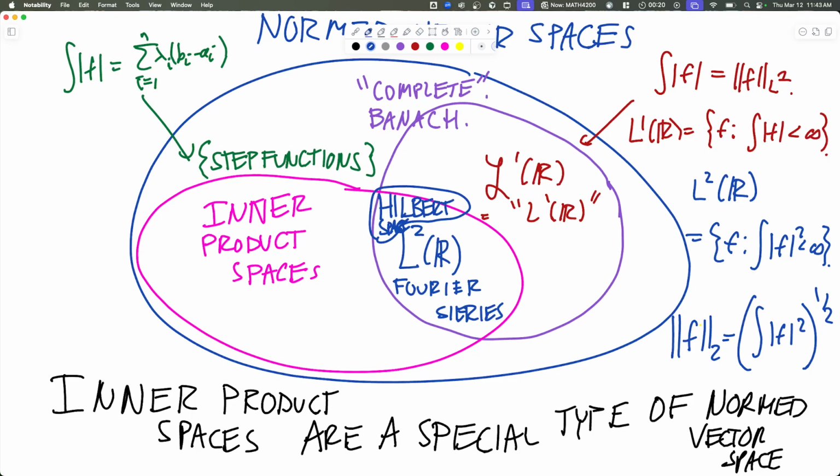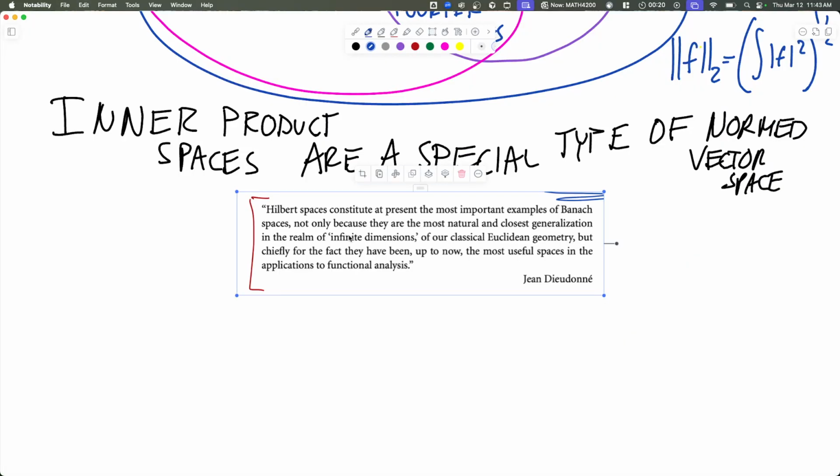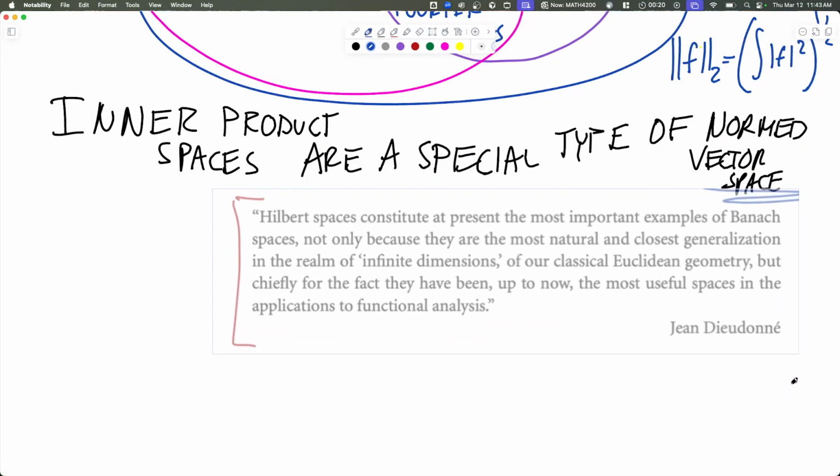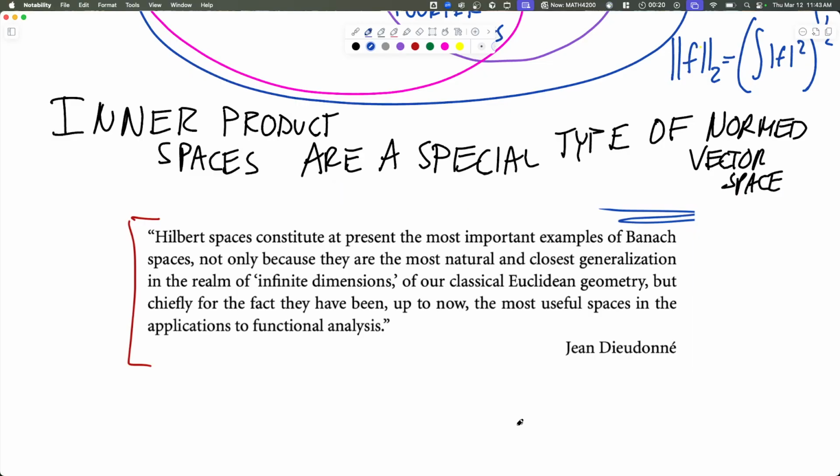And here is a quick little quote from the textbook. This is right at the top of the introduction to the chapter. So this guy is a famous French mathematician. He says, Hilbert spaces constitute at present the most important example of Banach spaces, not only because they are the most natural and the closest generalization in the realm of infinite dimensions of our classical Euclidean geometry, but chiefly for the fact that they have been up until now the most useful spaces in this application to functional analysis.